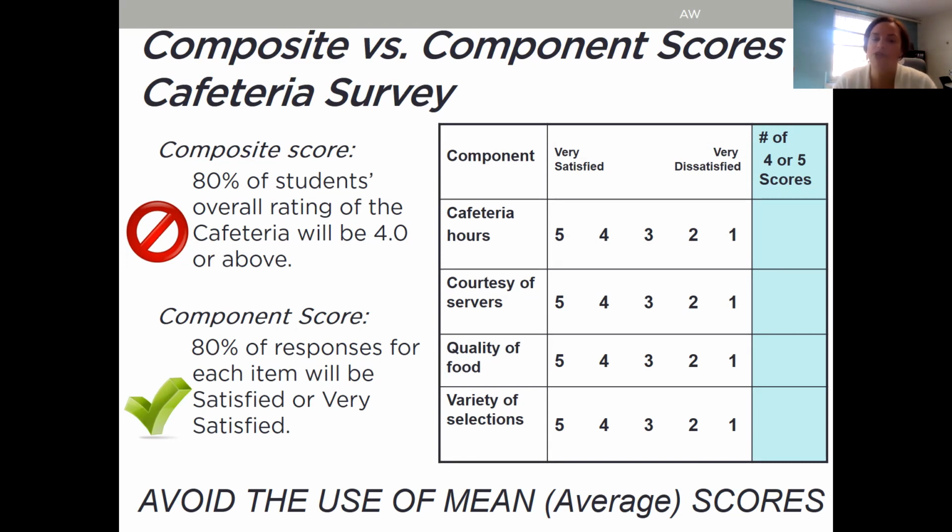So that's why, when you describe your measure, always describe it for a survey or a questionnaire as: we're going to analyze each question.